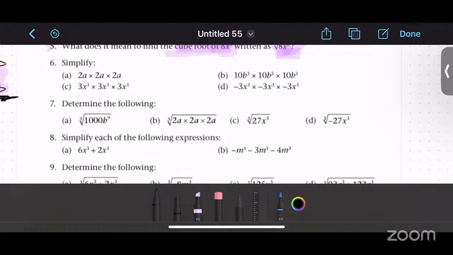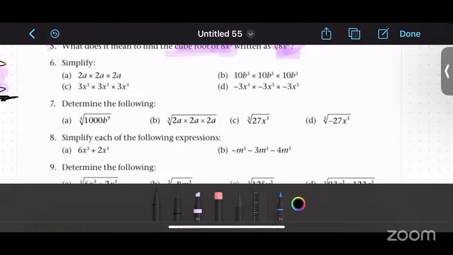Ma'am, is it going to be 8a to the power 3? I don't know. I'm asking you. I'm not sure what it's going to be. I'm relying on you guys to help me. Hmm? What are you saying? Oh, ma'am, I was saying, can I calculate it?